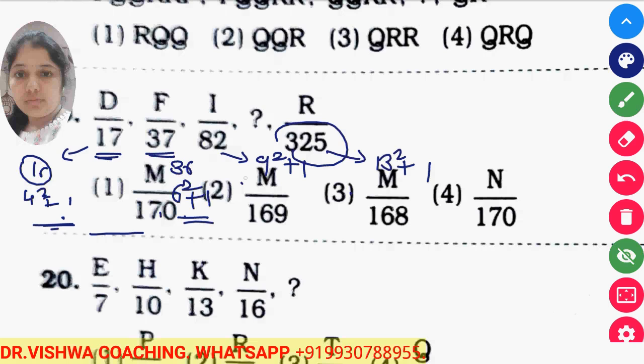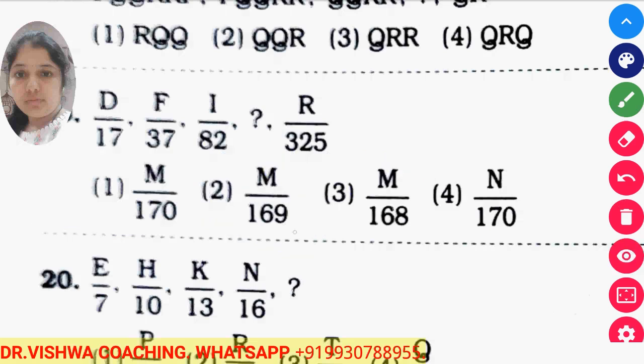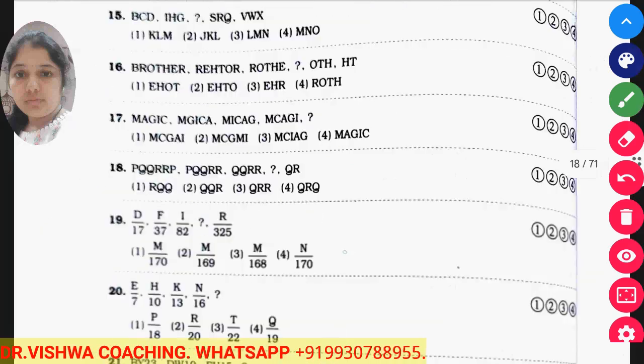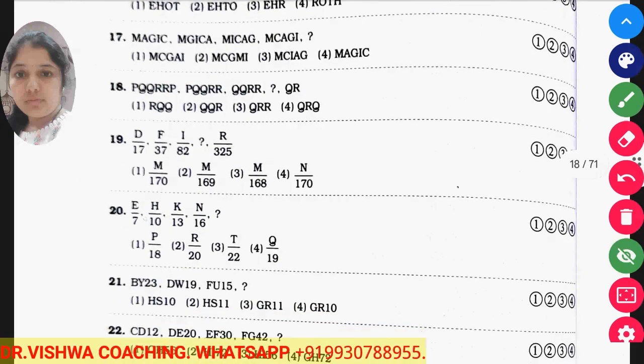Okay. So your option shows 169 at the denominator and numerator is m. So m upon 170, because we have to add 1 to the square of the given number. So m upon 170 is the correct option.